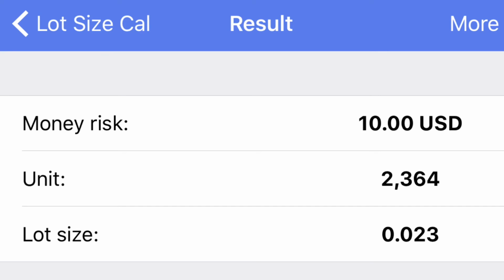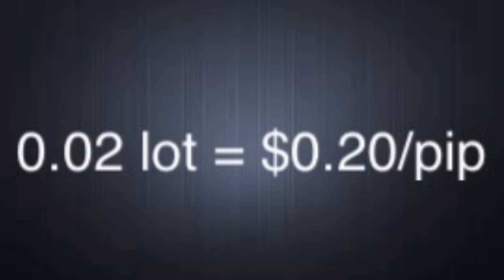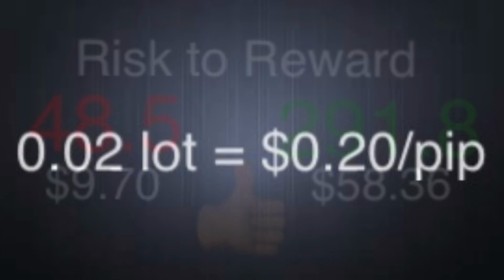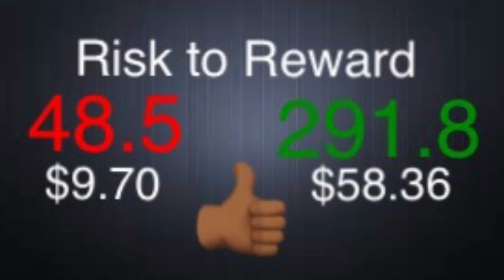Now, with MetaTrader 4, you can only do 2 decimal places for your actual lot. So in this case, we will put 0.02. From a money standpoint, 0.02 lot is equivalent to 20 cents per pip. Now that you know the price per pip, you go back to look at your risk to reward to see what you're risking to gain. In this case, with this particular trade, you would be risking $9.70 in order to gain $58.36. So you could put this trade in and be carefree, knowing either I'm going to lose $9.70 or I'm going to gain $58.36.